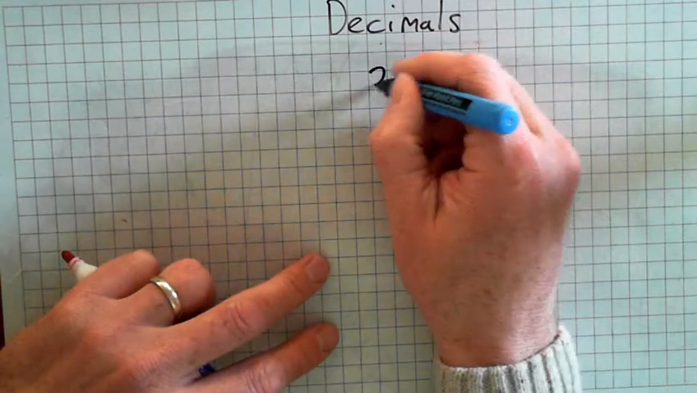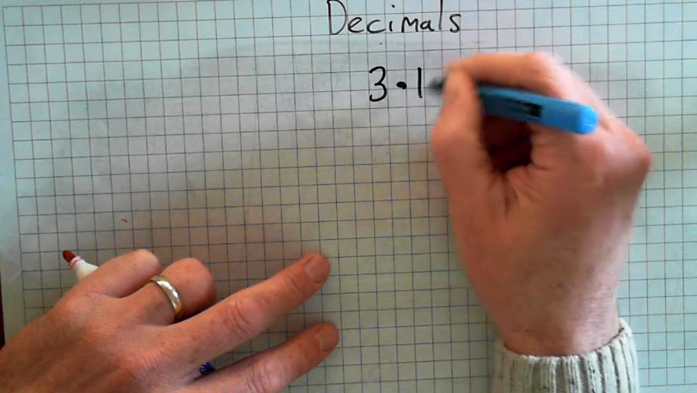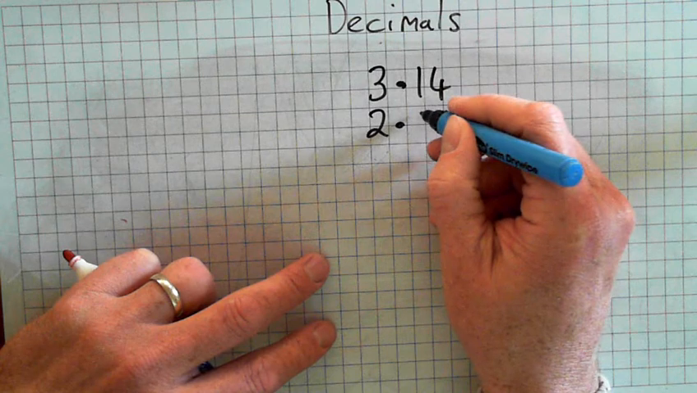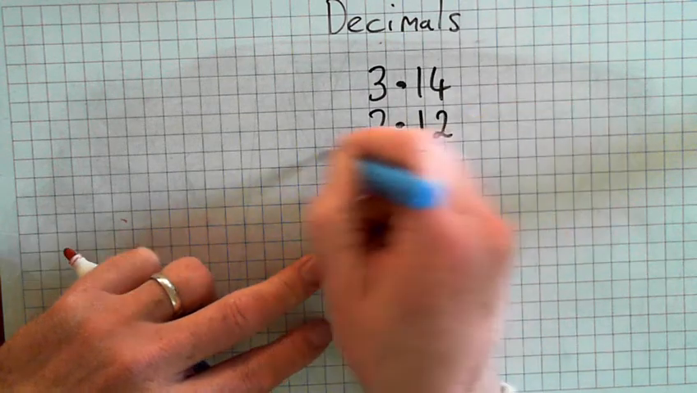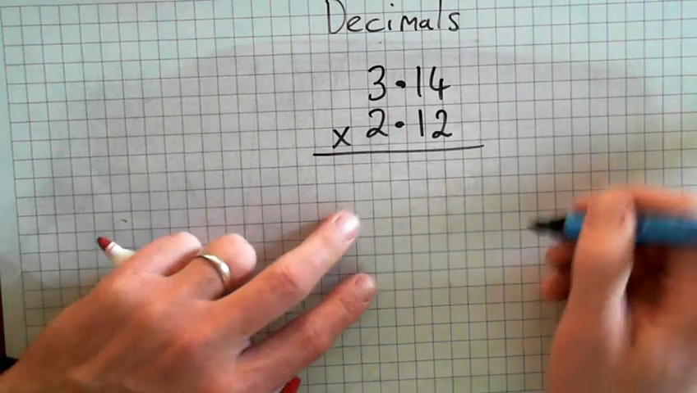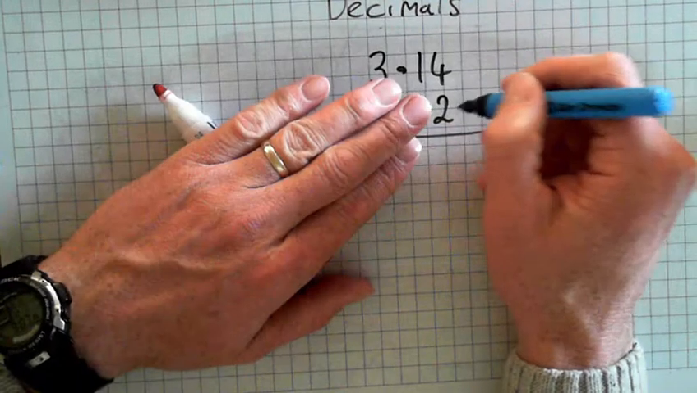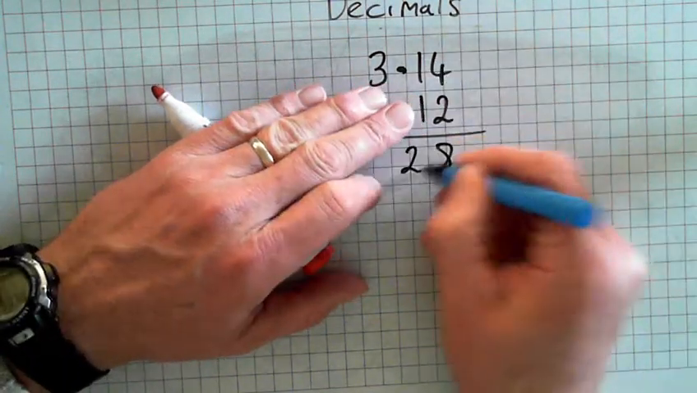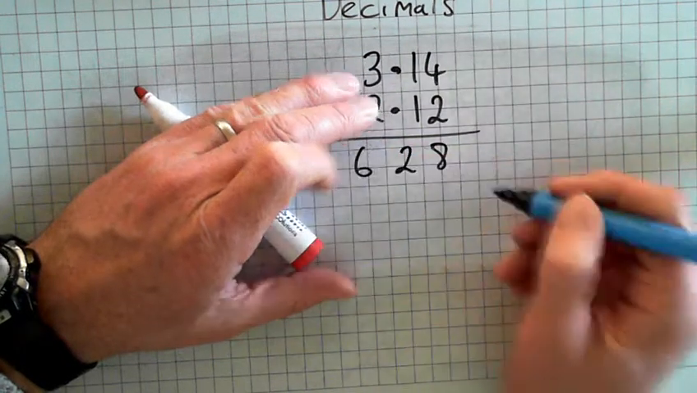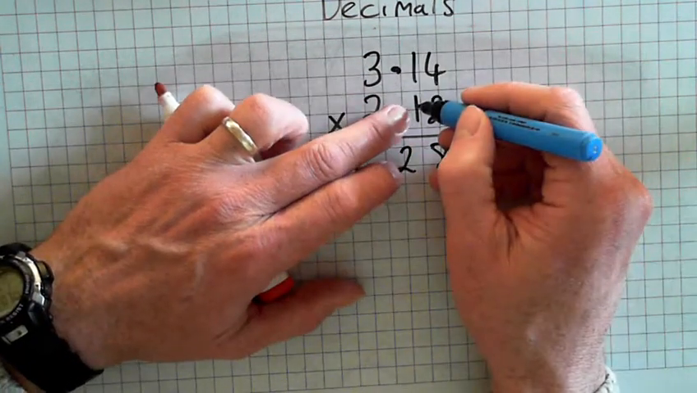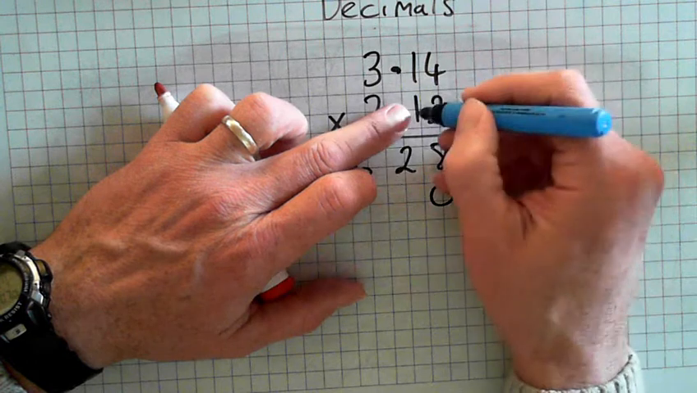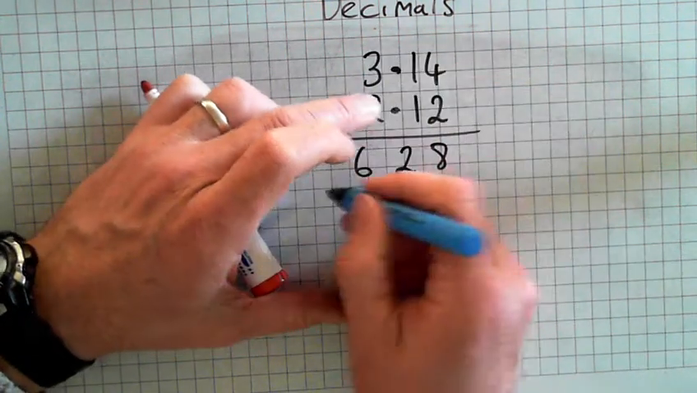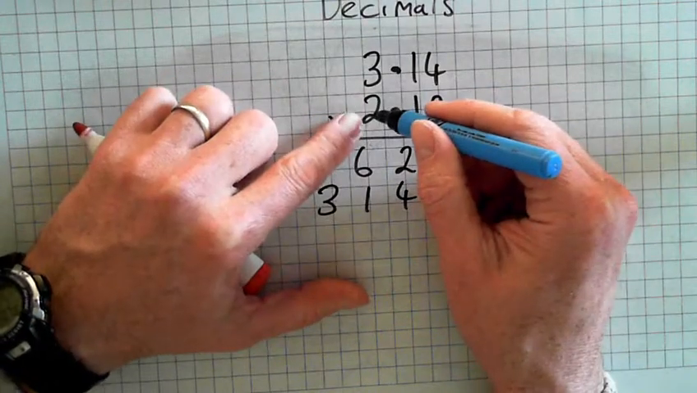So let's say we had 3.14 again multiplied by 2.12. So keep looking up. Multiply by the 2 first. 2 times 4 is 8. 2 times 1? 2 times 3? 6. Now multiply by the tens now. So I put down a 0. 1 times 4 is? 1 times 1? 1 times 3? Now we're multiplying by the hundredths now.